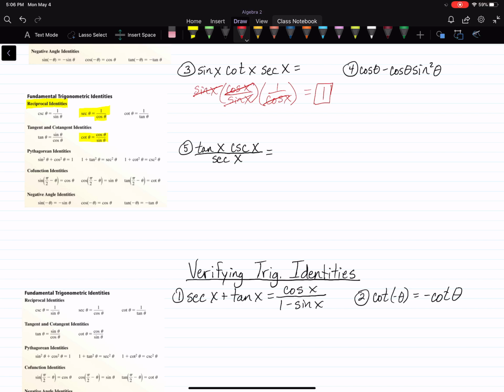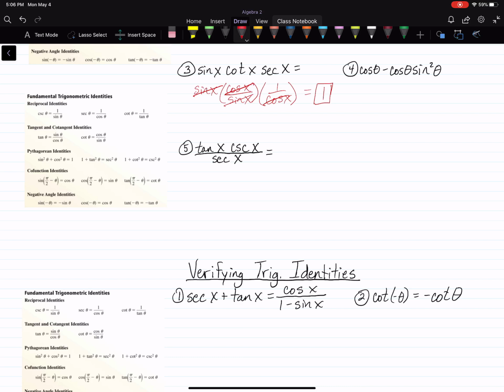That is as simple as it gets right there. Okay. Number 4, again, we're going to see if we can't change everything to sine and cosine. Well, the great thing about number 4 is it's already sine and cosine, so we don't need to worry about that. They're already in sine and cosine.